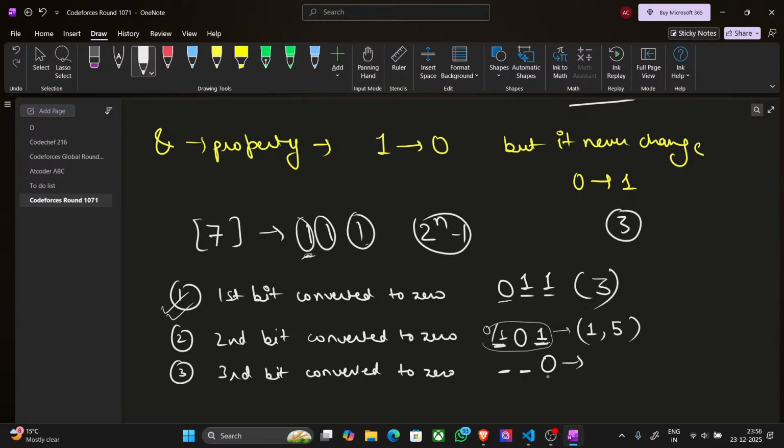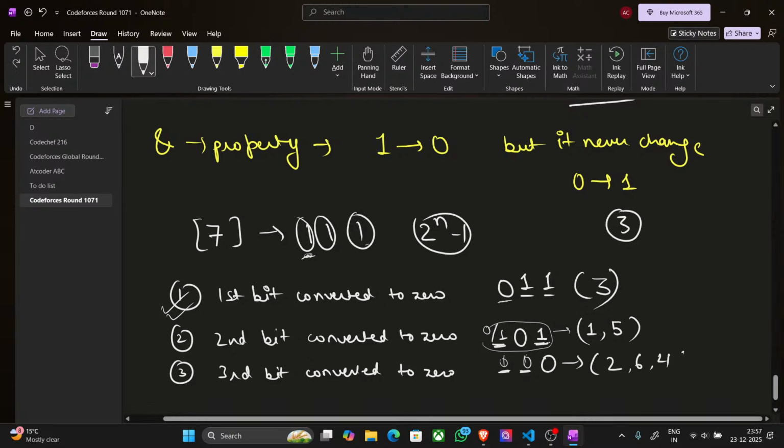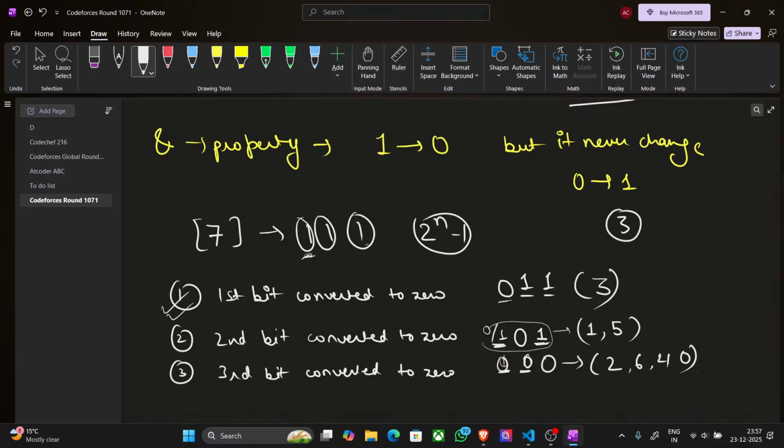Now at the last, you are remaining with these dash dash 0. So what are the other bits that can be formed in this form? It is 2, which is 010. It is 6, which is 110. It is 4, which is 100, right? And 0 also, because 000 is also here. So all these possible combinations can be here.